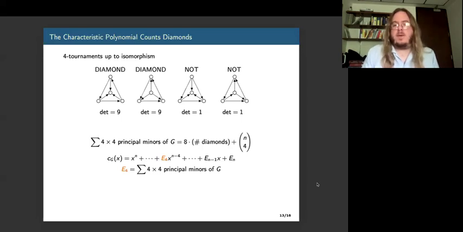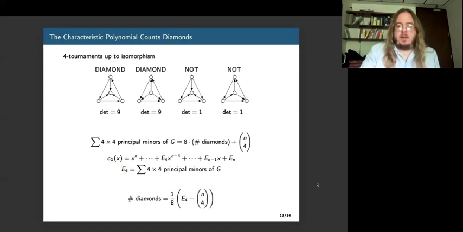So if I find the right coefficient, now I know that this is related to the 4x4 principal minors, and I have these two equations, one on top and one on bottom, and I just stick them together, and I can figure out that the number of diamonds I can write in terms of this one coefficient and n, the number of vertices. So at this point, this is actually enough for me to finish the proof, and I'm going to walk you through that right now.